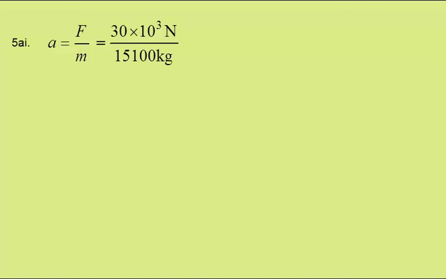This is shown in a diagram. In A Part 1, the average thrust from the rocket is 30 kilonewtons, and the mass of the module is 15100 kilograms. We need to find the horizontal deceleration of the module. Well, acceleration is force over mass, and we have a force of 30 kilonewtons over 15100 kilograms, giving an acceleration or deceleration of 1.99 meters per second squared.